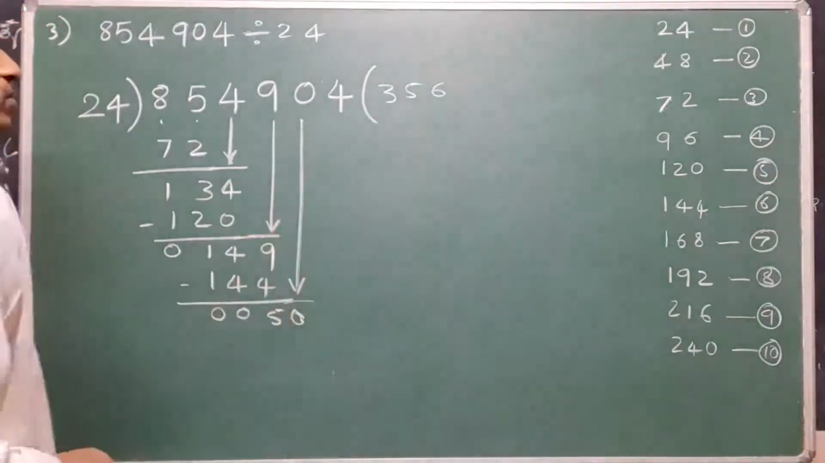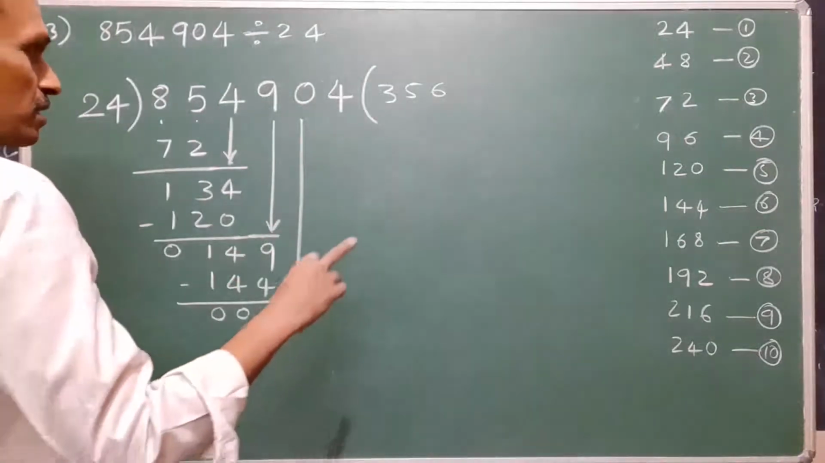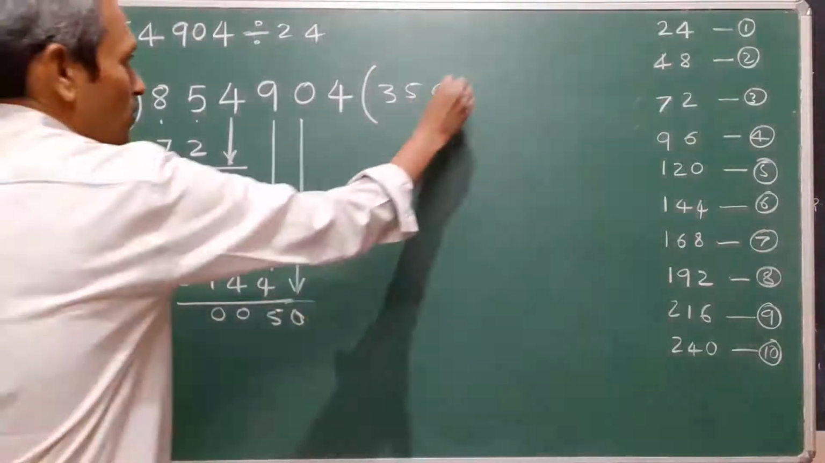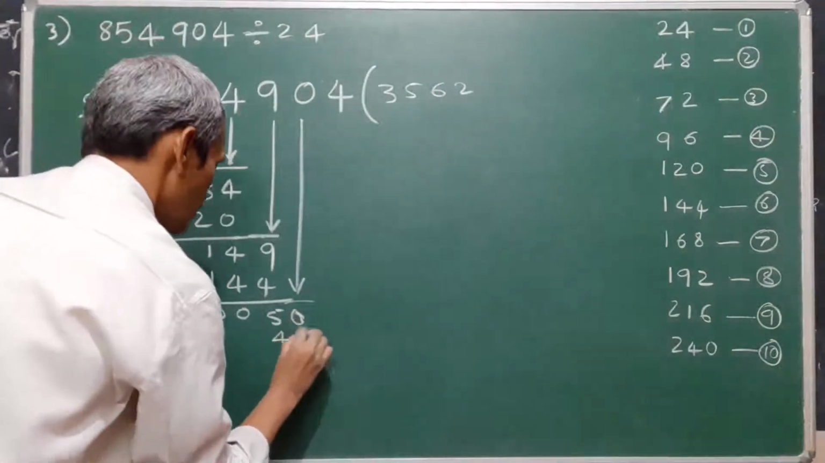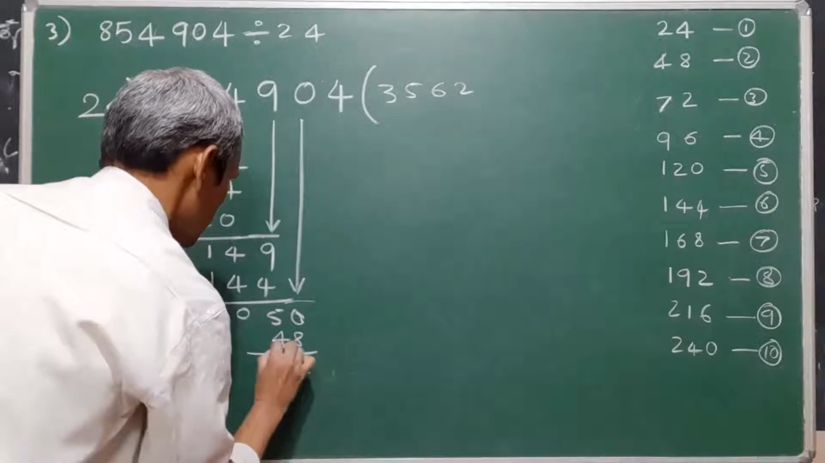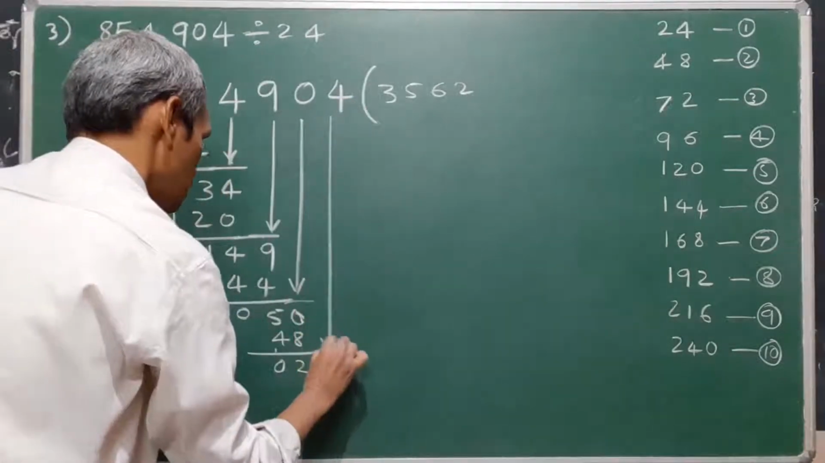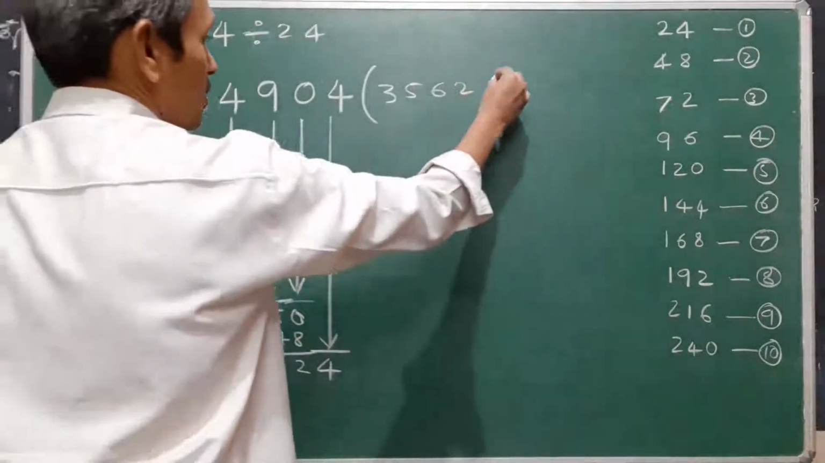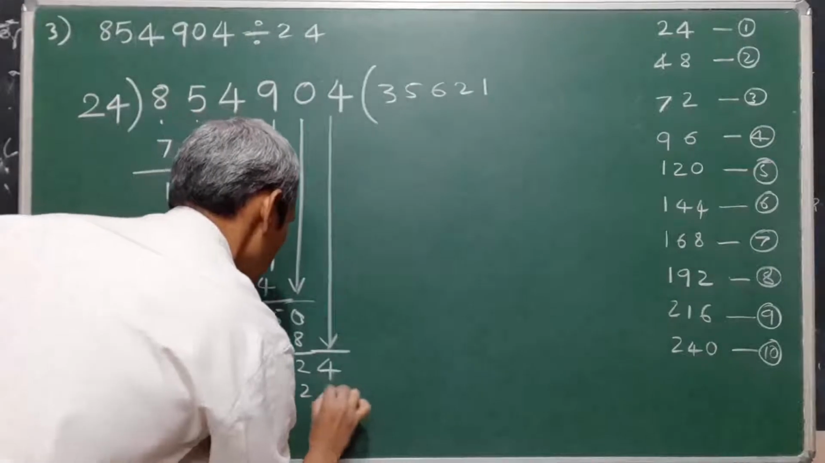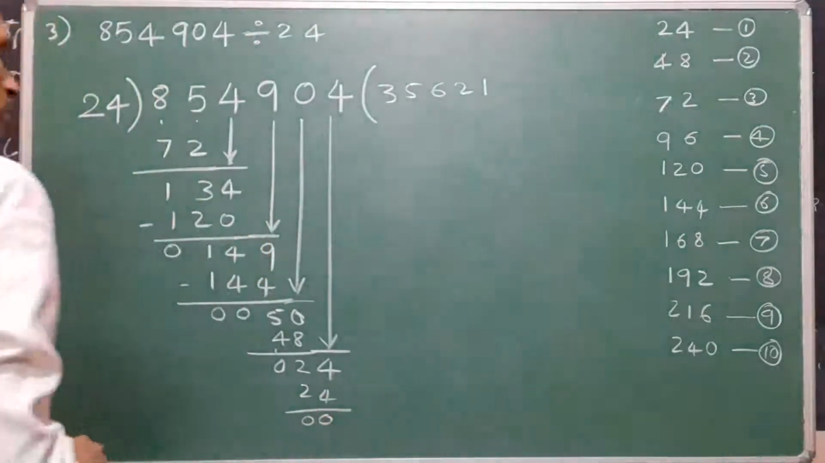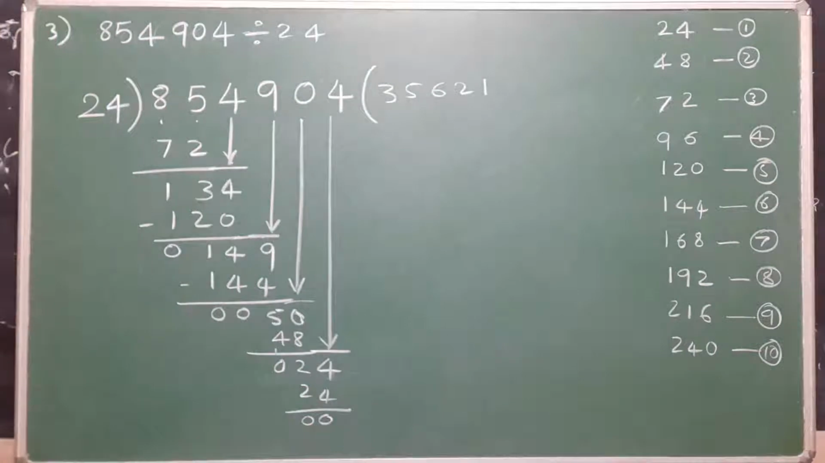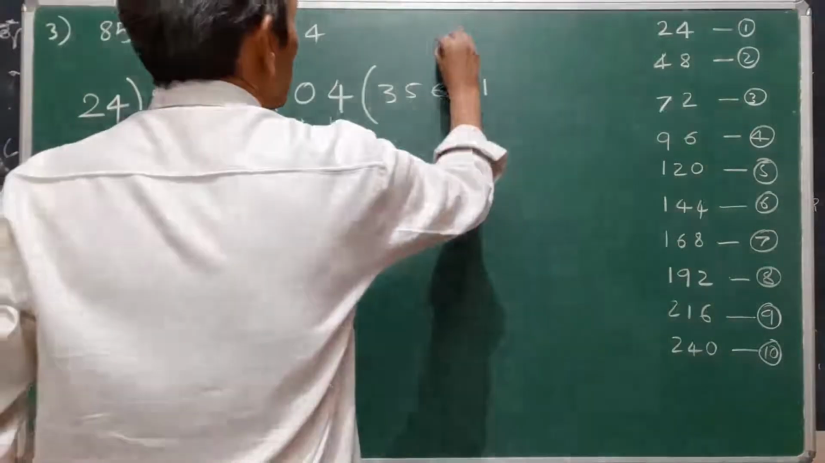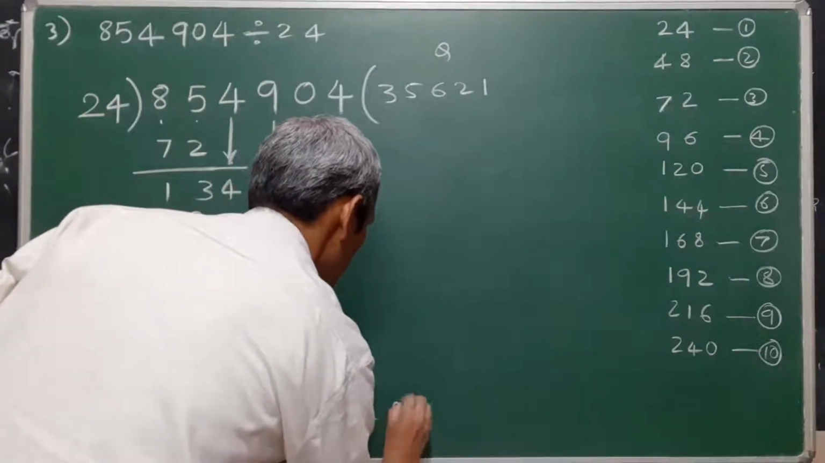24 1s are 24, 24 2s are 48, 3s is greater than 50, so we will take 24 2s are 48. After subtracting this one, we will get 2, and next we will take 4, it becomes 24, which is there in this table of 24. 24 1s are 24. After subtracting this, we get 0 as remainder. 3 5 6 2 1 as the quotient we will get. This is the quotient and this one is the remainder.